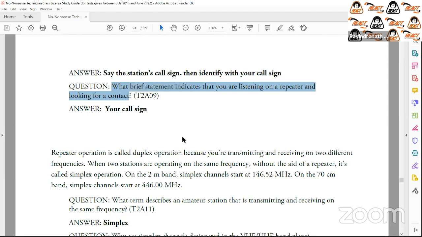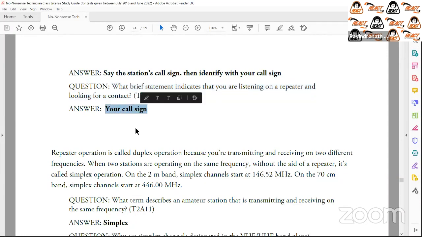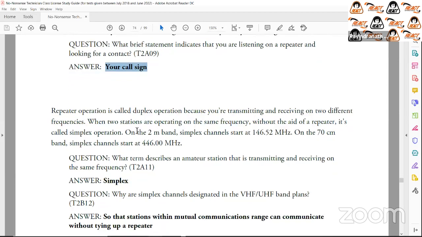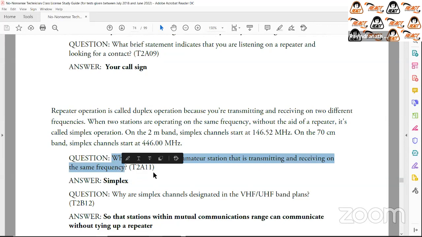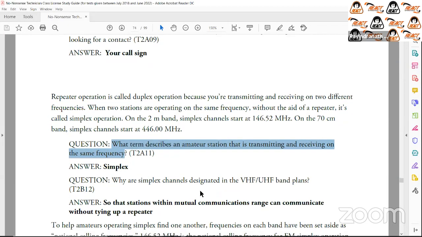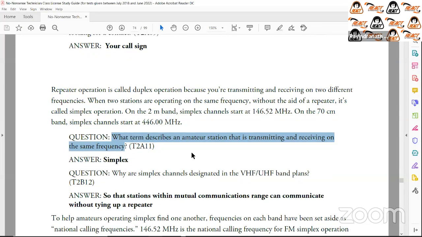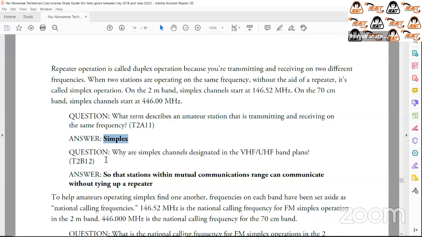All right, so next question. What brief statement indicates that you are listening on a repeater and looking for a contact? You want to talk to someone. You simply state your call sign. Don't need to say anything else. All right. What term describes an amateur station that is transmitting and receiving on the same frequency? Well, it's not duplex transmission, it's not repeater operation, it is simplex. Transmitting and receiving on the same frequency.